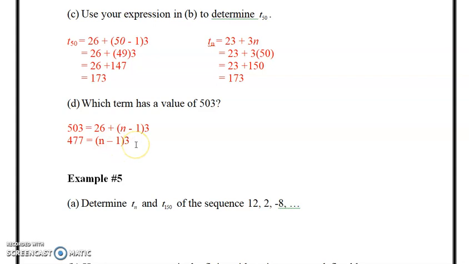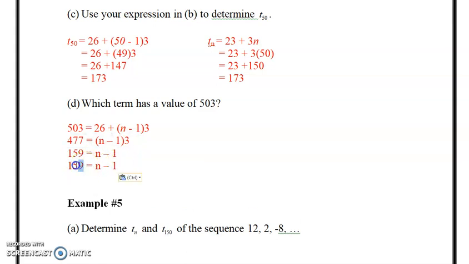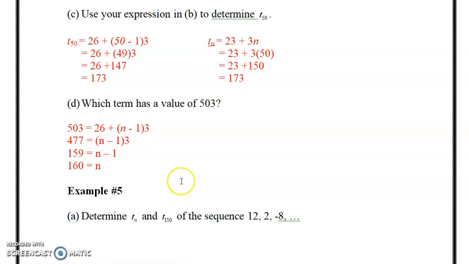We'll divide both sides by 3. And when we divide both sides by 3, we get 159 is equal to n minus 1. And then we add 1 to both sides. And we get 160 is equal to n. So that means that the 160th term in this arithmetic sequence is 503. Okay? So that means that term 160 is equal to 503.